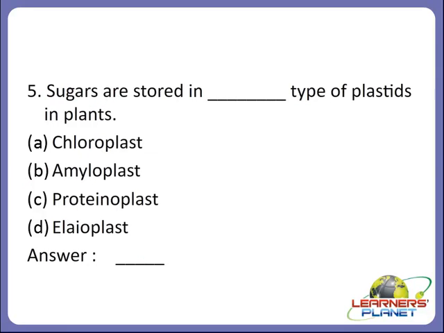The question is, sugars are stored in dash type of plastids in plants. Very important and very interesting question. We have studied already that sugars are stored in the form of starch in plants. In animals, sugars are stored in the form of glycogen. Now here we are asking, where are they stored? The answer or a hint is already given in the question itself, that they are actually stored in the plastids.